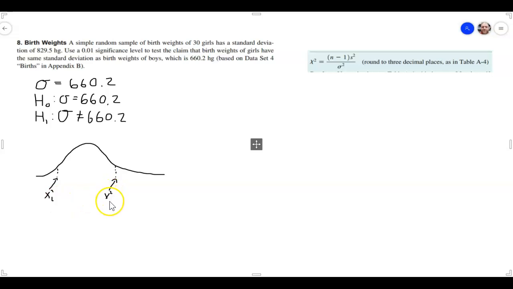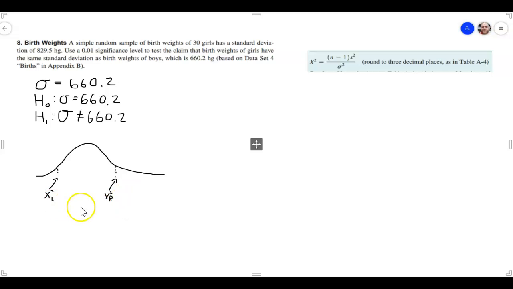And once I identify these two values, then what I can do is find our test statistic, which I wrote here, and see where it goes. If it goes in the main body, I'm going to fail to reject our null hypothesis, and if it goes in either of those tails, then I will reject the null hypothesis. So let's first identify these.